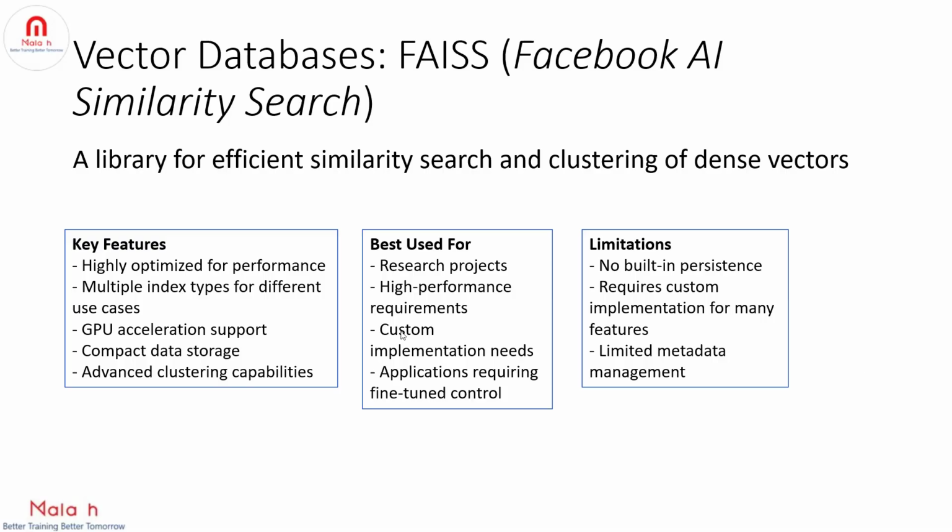And this is best used for research projects, high performance requirements, custom implementation needs, and applications requiring fine-tuned control, right? And what are the limitations? There is no built-in persistence, right? So it requires custom implementation for many features, and it has limited metadata management. So that's about Facebook AI Similarity Search, FAISS.